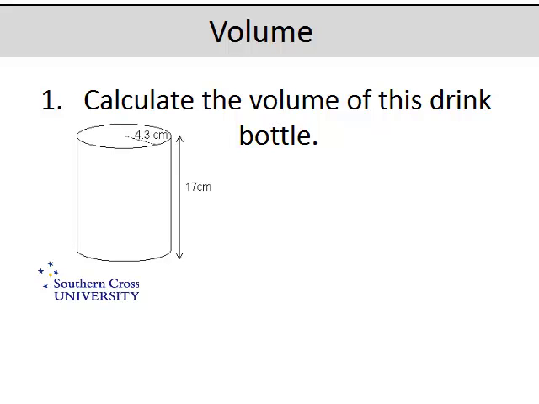The topic of this video is volume, and we're being asked to calculate the volume of this drink bottle. The drink bottle has a radius of 4.3 centimetres and it has a height of 17 centimetres. The shape that we're looking at is a cylinder, or I like to call them a circular prism. So the prism formula applies.